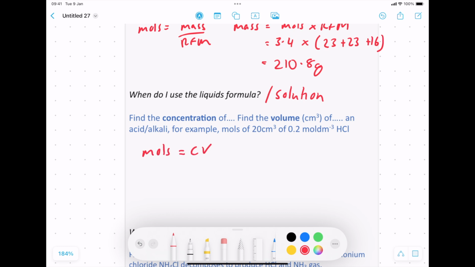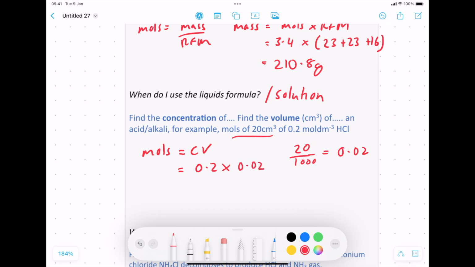For this one, we've got to work out the moles of 20 centimeter cubed of 0.2 molar HCl. So let's work that out. The concentration is 0.2. And the volume, you will see that it's 20 centimeter cubed. So I have to turn that into decimeter cubed first before I can use it. So that's 0.02.